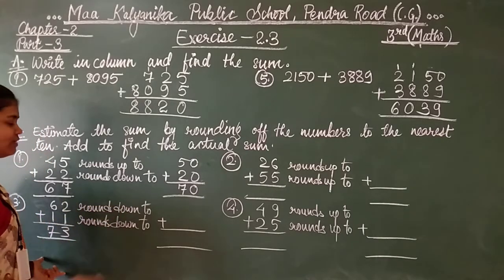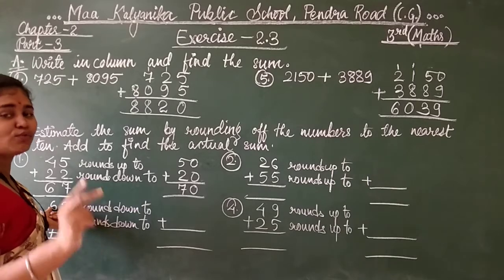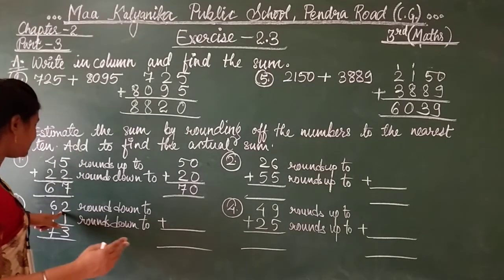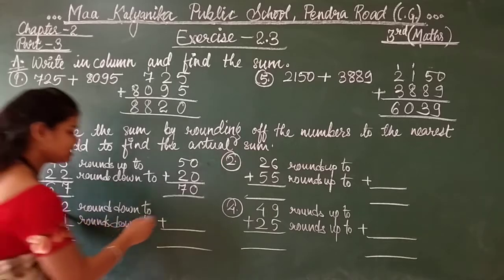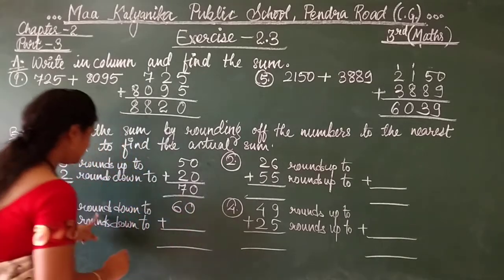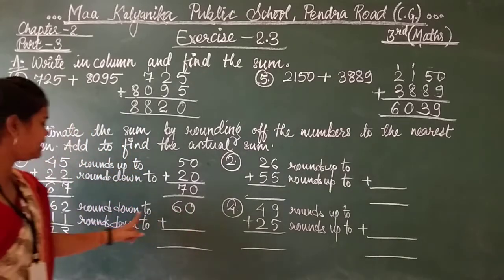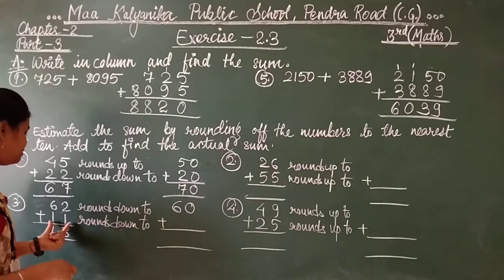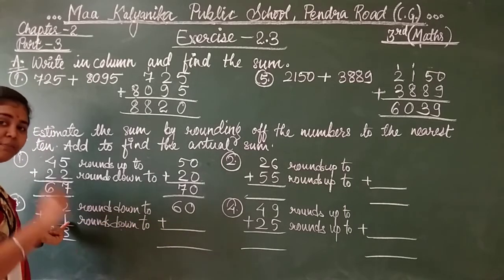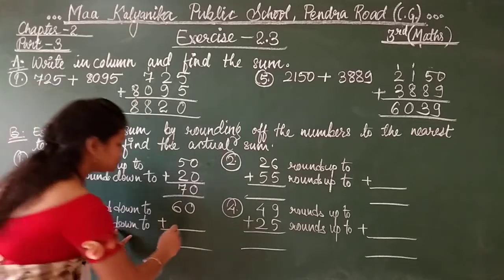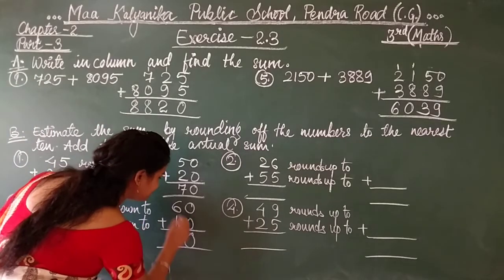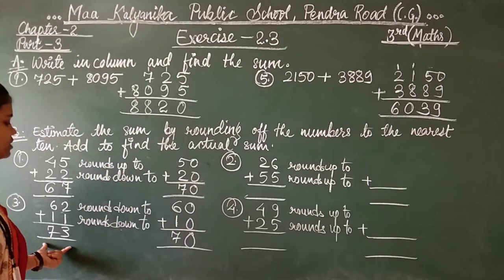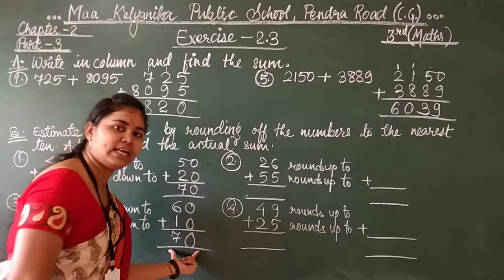But let us see what will come here. 62, what will be the nearest 10, students? 60 and 70 is the range and 2 is there, so it will round down to 60, not 70. Rounding down means it comes to the previous number. 11 is between 10 and 20, so it will come to 10. So 0, 6 plus 1 is 7. So the 73, of course, rounds to 70 here.